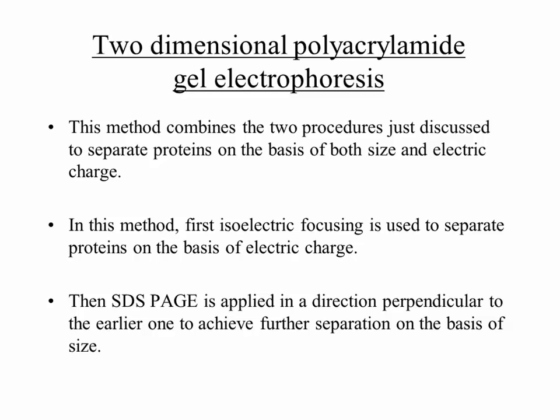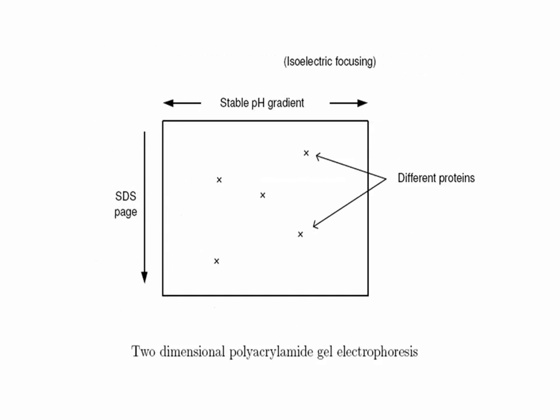And actually you can combine these two methods and apply them in perpendicular directions to do what is called two-dimensional polyacrylamide gel electrophoresis. So here, first, isoelectric focusing is used to separate proteins on the basis of electric charge. Once you have done that, then you can apply SDS-PAGE in a perpendicular direction to achieve further separation on the basis of size. And the picture would look something like this. In the horizontal direction, you're doing isoelectric focusing where you've established a stable pH gradient, and you will separate on the basis of charge. In the vertical direction, you're doing SDS-PAGE, where you're separating on the basis of size.